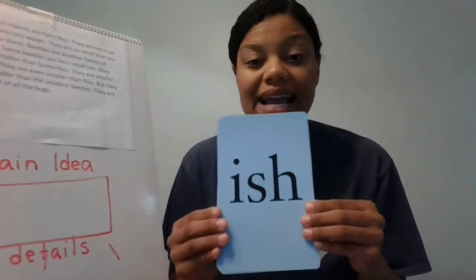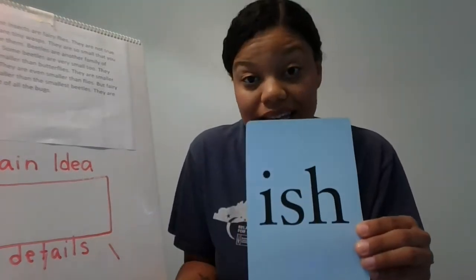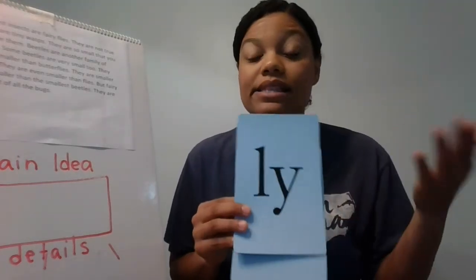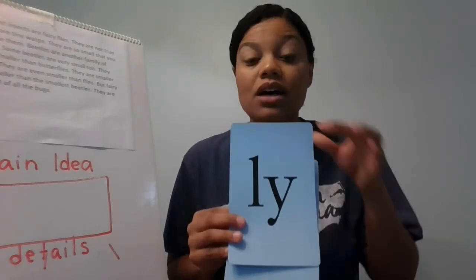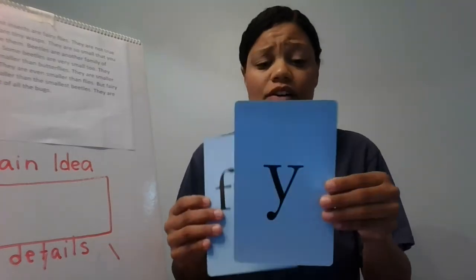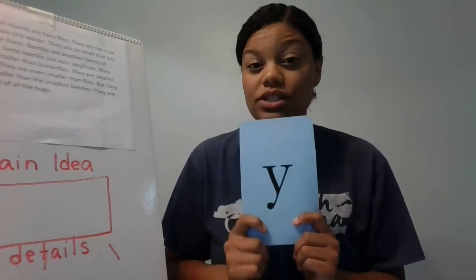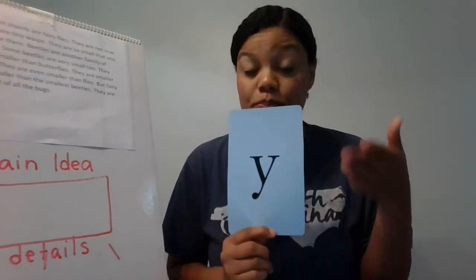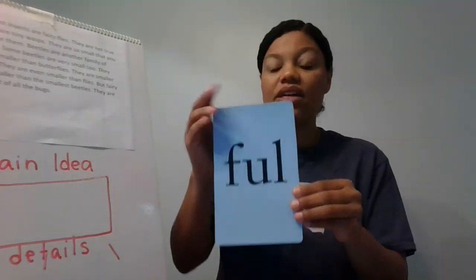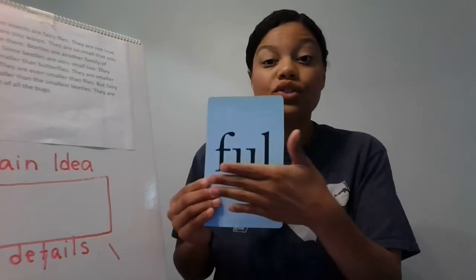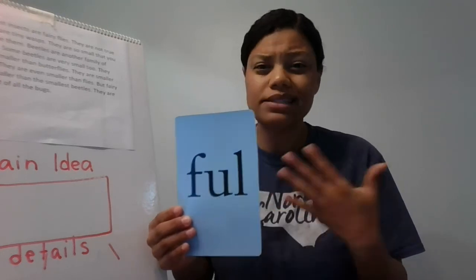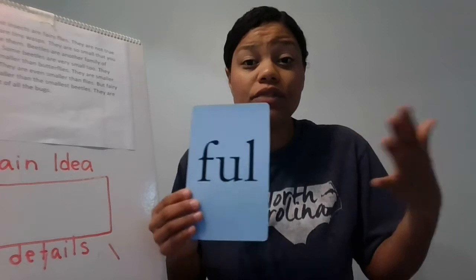Okay. We also have ish, like ticklish. We have ly, safely, quickly. It's the manner in which I'm doing something, okay? So if I'm safely crossing the street, I'm doing it in a safe manner. I also have y. Remember, y at the end of a word changes it so it sounds like e. Dusty, speedy. So basically it's full of dust, full of speed when we add that y. And then full, helpful. So when I use full, it's just letting me know I'm full of help, okay?